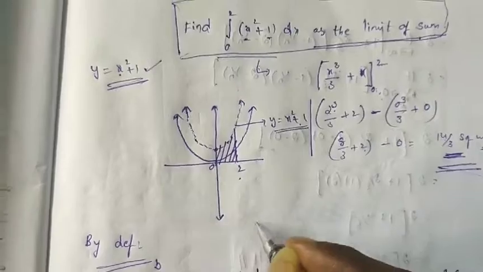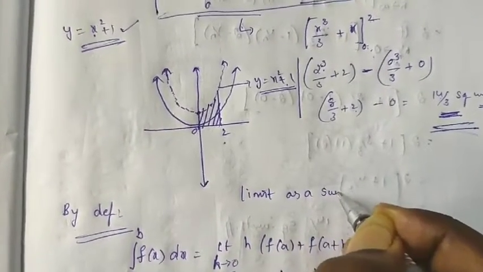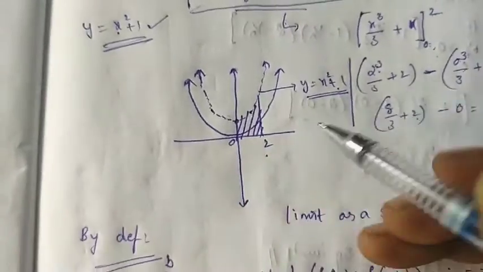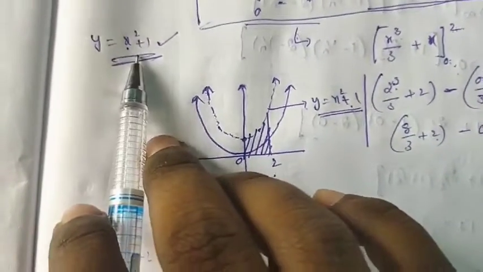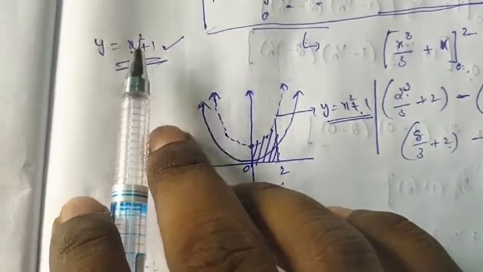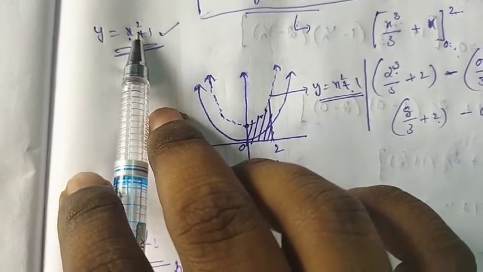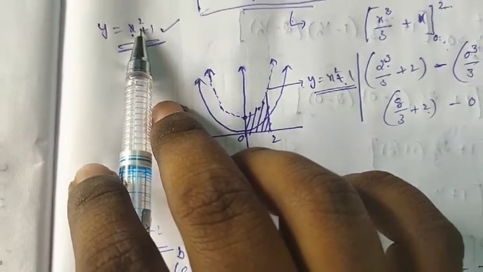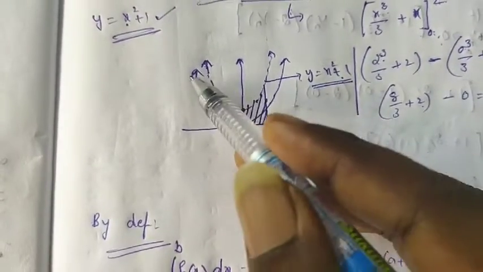Now, one more technique which we are going to learn, that is limit as a sum. Actually, y is equal to x square plus 1. It is looking like a parabola. Here the degree of the polynomial, that is x square, is 2. It represents a quadratic equation, so it is a parabola.